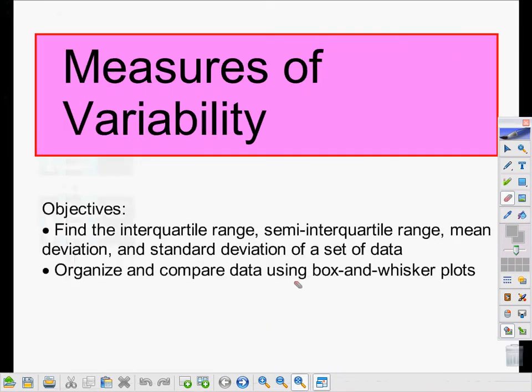Hello, welcome to this video tutorial on measures of variability. This video will have the objectives to find the interquartile range, the semi-interquartile range, mean deviation, and standard deviation of a set of data, then to organize and compare the data using box and whisker plots. So let's begin.